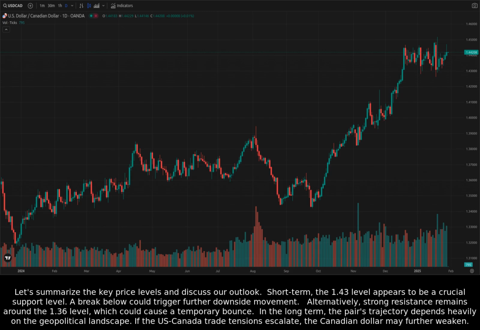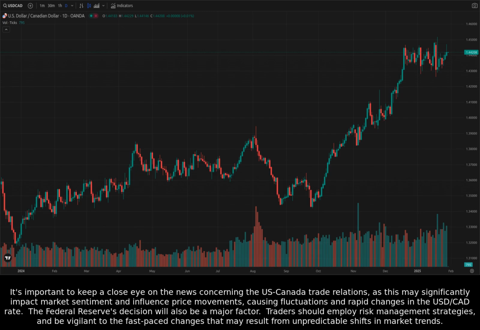In the long term, the pair's trajectory depends heavily on the geopolitical landscape. If the US-Canada trade tensions escalate, the Canadian dollar may further weaken. It's important to keep a close eye on the news concerning the US-Canada trade relations, as this may significantly impact market sentiment and influence price movements, causing fluctuations and rapid changes in the US dollar to Canadian dollar rate. The Federal Reserve's decision will also be a major factor.